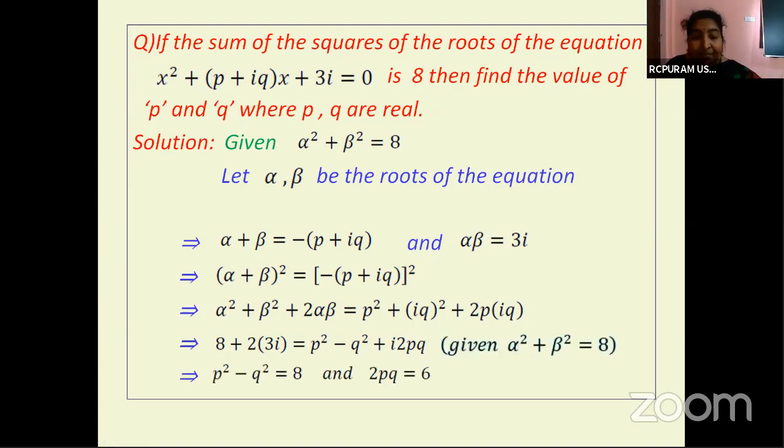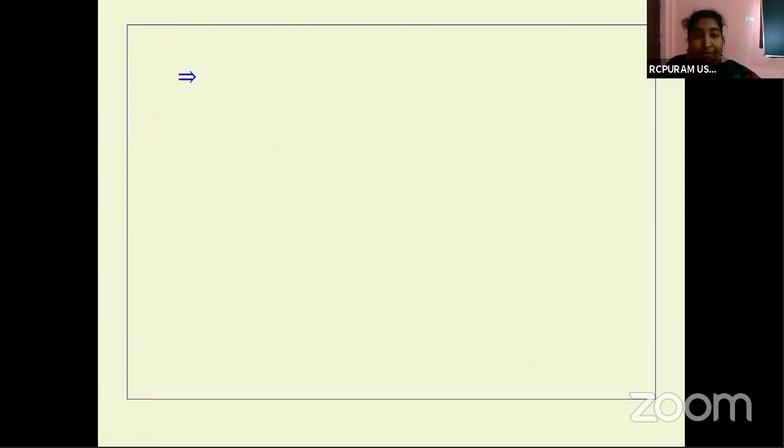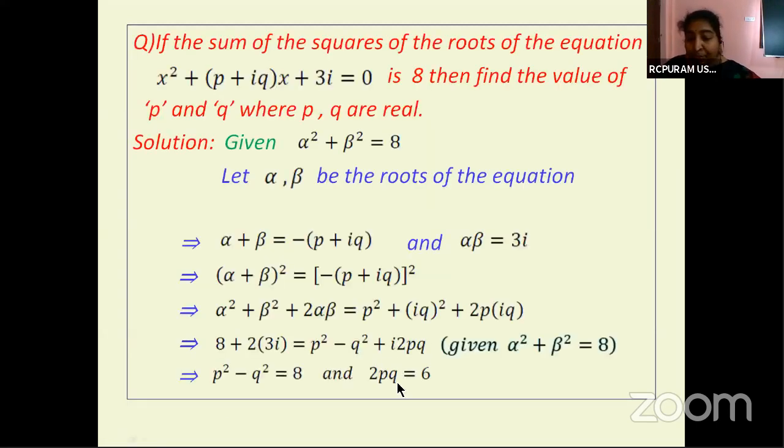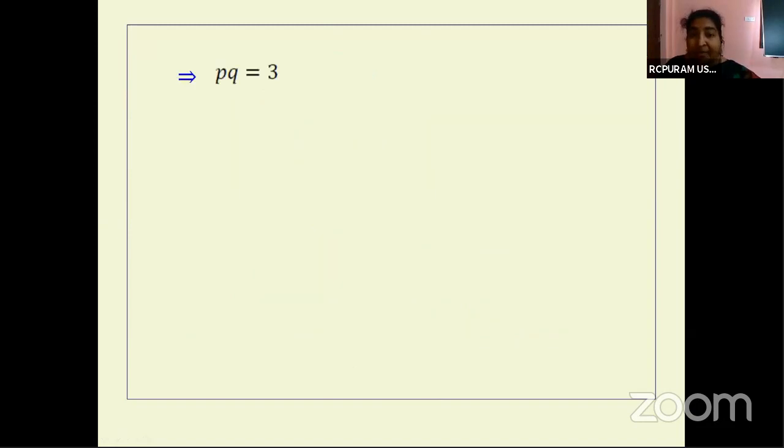Then I can definitely take p square minus q square is 8. That means I am equating the real part, and the imaginary part 2pq is nothing but 2 into 3, which is 6, right? Now, pq is 3. We'll just get back. 2pq is equal to 6, isn't it? So pq is equal to 3.